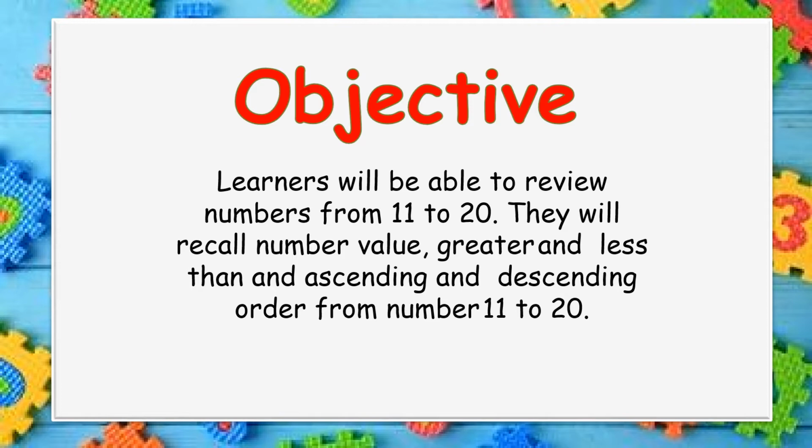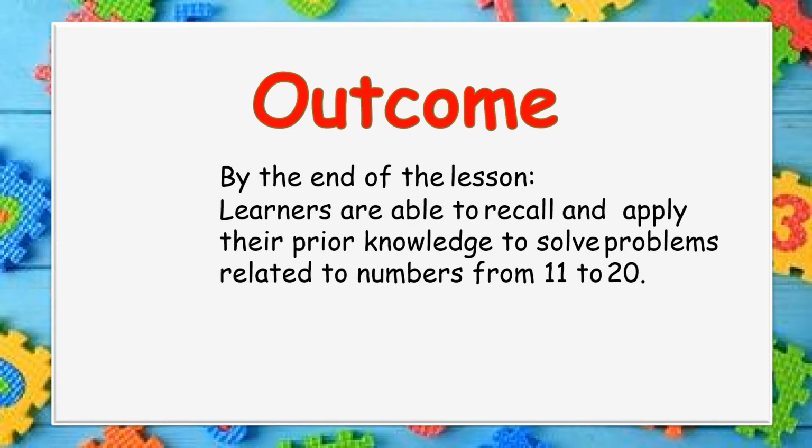Children, our objective for today is learners will be able to review numbers from 11 to 20. They will recall number value, greater and less than, and ascending and descending order from number 11 to 20. And our learning outcome is by the end of the lesson, learners are able to recall and apply their prior knowledge to solve problems related to numbers from 11 to 20.